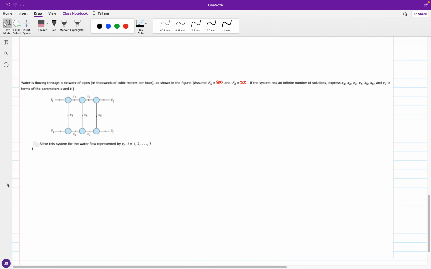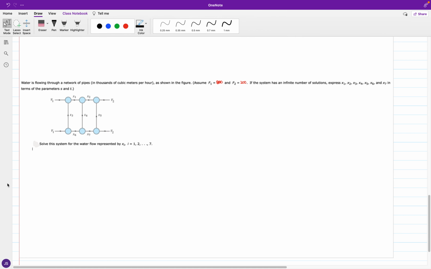Okay, for the next item we have regarding network analysis. Let's say we have, as a case, water flowing through a network of pipes as shown in the figure below. And let's say that for the flow rates, we have f of 1 is equal to 800 and f of 2 is equal to 200. If the system has an infinite number of solutions, we can express what we have in parametric terms.